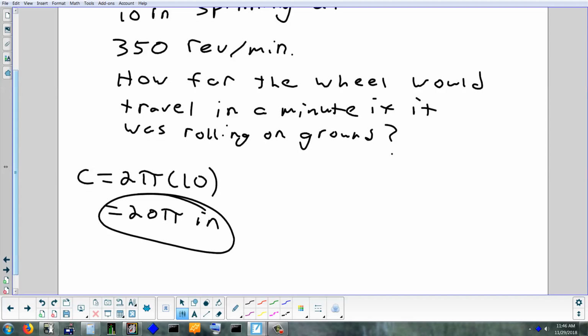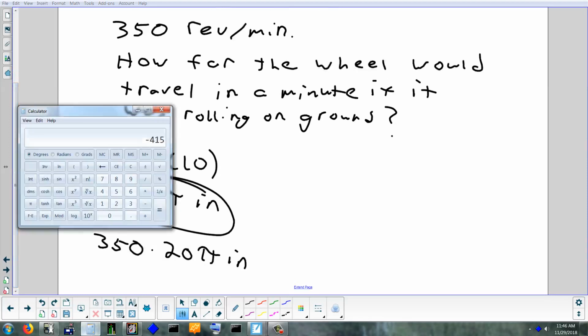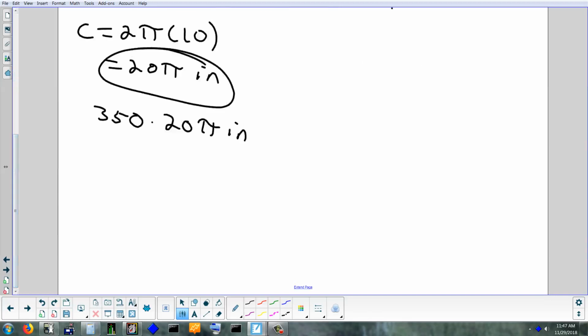So what would I do with the 350 and the 20 pi? Yep. Multiply. So 350 revolutions times 20 pi inches in 1 revolution will tell me how far it would roll. 350 times 20 times pi, and that gives me 21,991 inches.